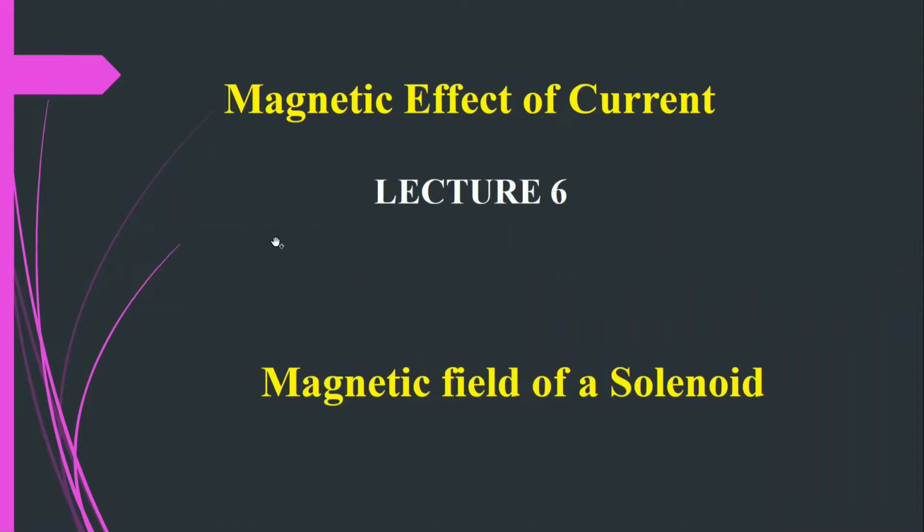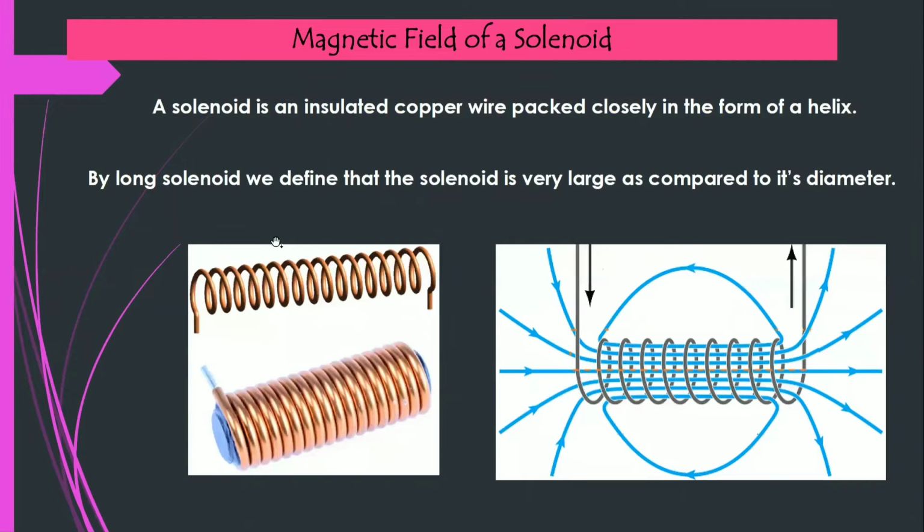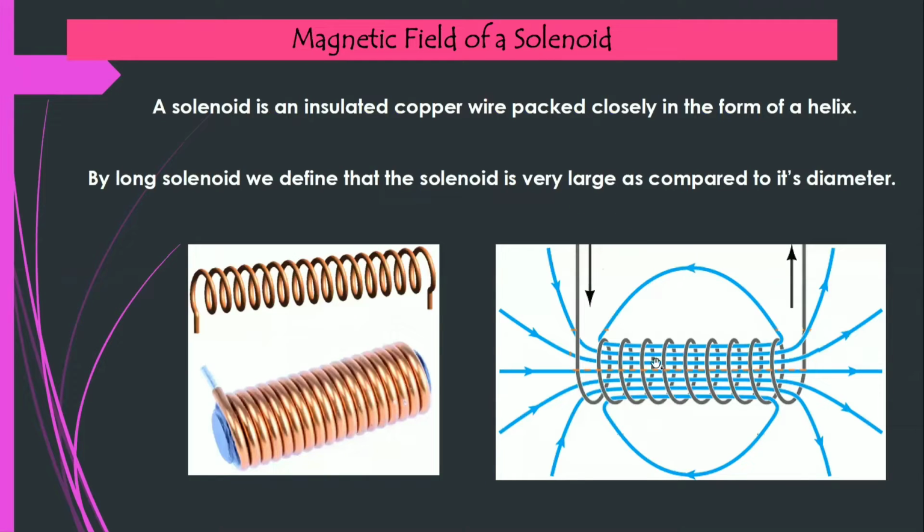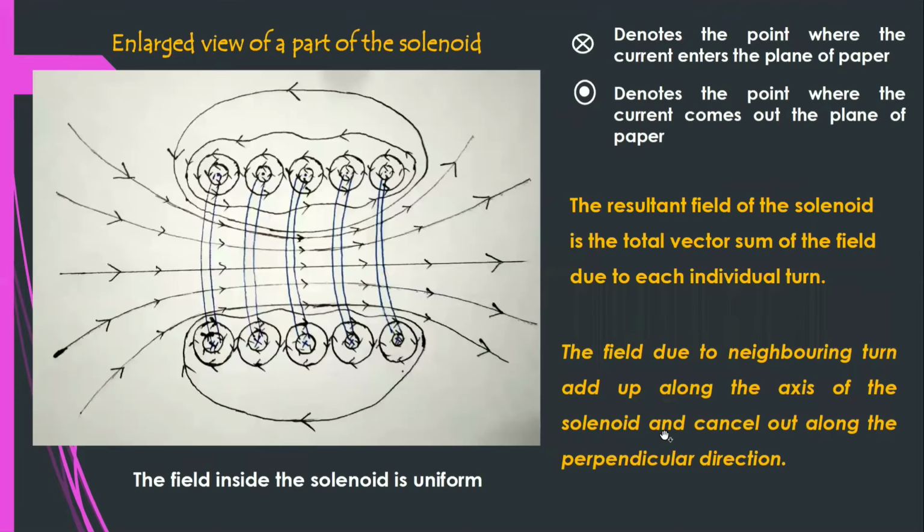First of all, a solenoid is an insulated copper wire packed closely in the form of a helix, which is shown in the figure. By a long solenoid, we mean that the solenoid is very large compared to its diameter. This is called the long solenoid, and here we have shown the enlarged view of this section.